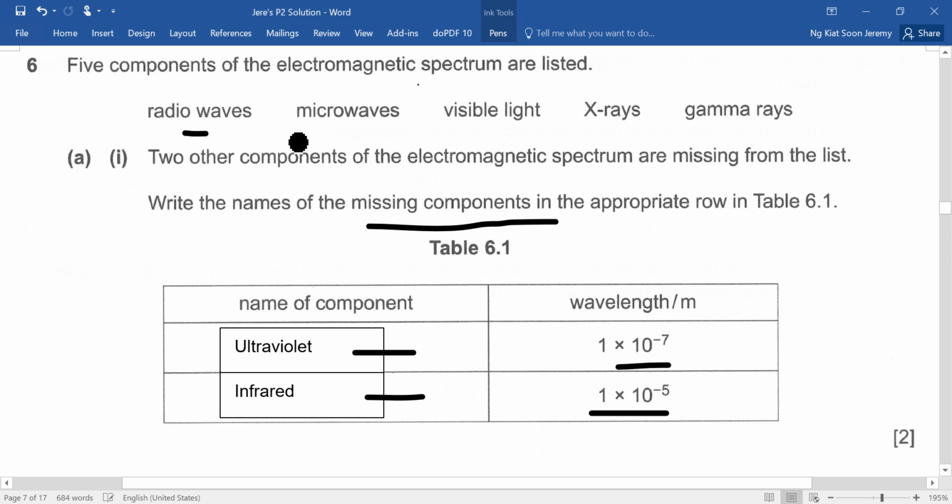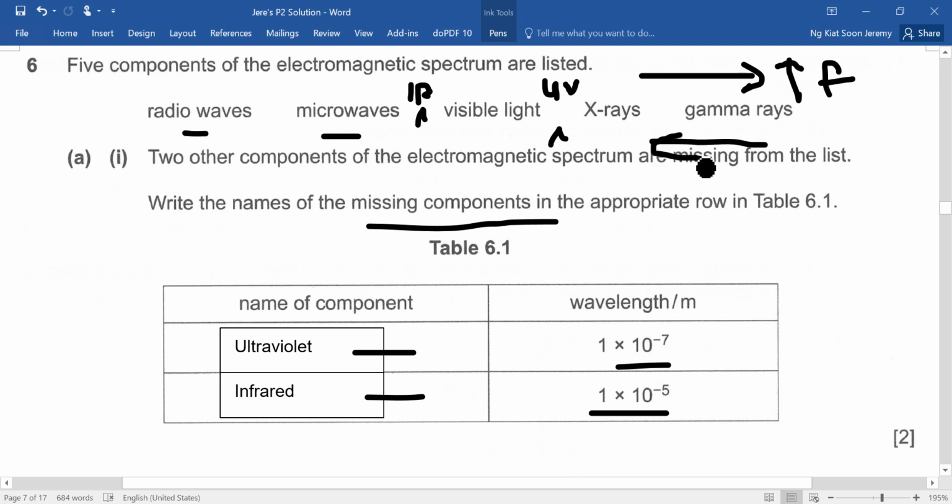So you know that radio wave, microwave. After that comes infrared, right? So infrared actually fits here, right? Then visible light, what's missing here? UV, ultraviolet, right? And you need to also know that this side, in this order, is increasing wavelength, no, increasing frequency, sorry, right?